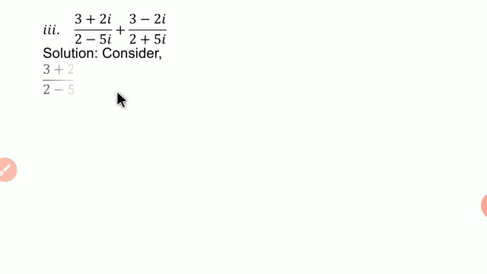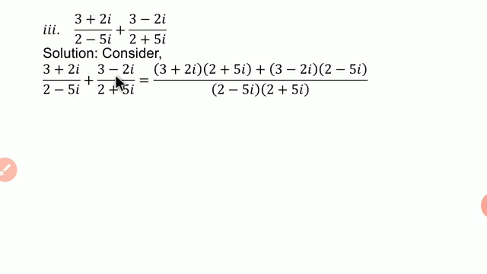Now see the third example under this instruction. It is (3 + 2i)/(2 - 5i) + (3 - 2i)/(2 + 5i). Solution: consider the given expression (3 + 2i)/(2 - 5i) + (3 - 2i)/(2 + 5i). Now take here the LCM. The LCM is the product of both denominators, that is (2 - 5i)(2 + 5i).